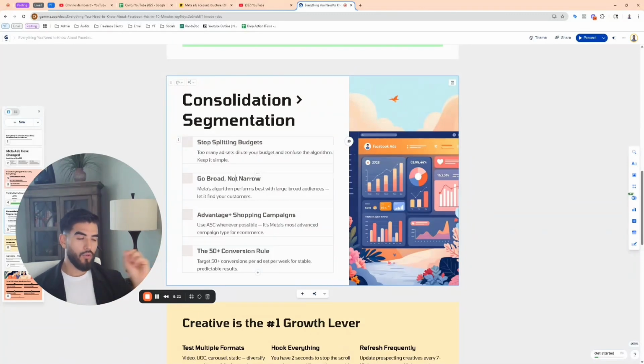And this is why I say go broad. I use broad audiences for all my clients. It has been far superior to any other interest-based targeting or any other targeting mechanism that I can use, just setting everything to broad. So that's number two.